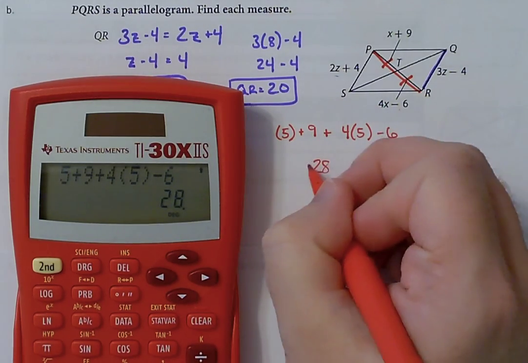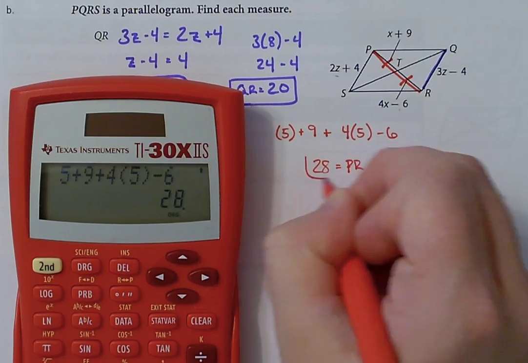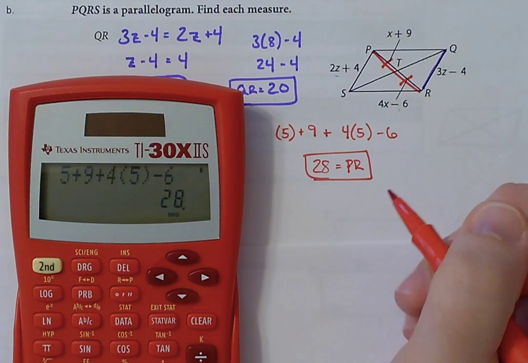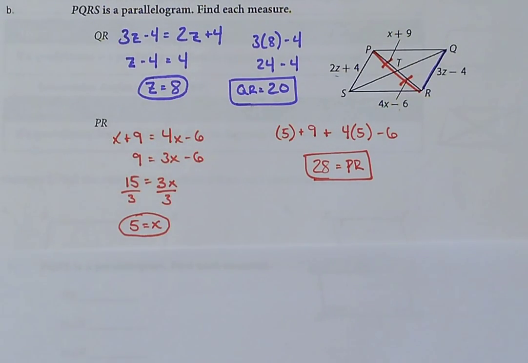So that means that 28 is the measure of PR. And that is going to be our answer for part B of example 2. So we have successfully gone through and found the measure of QR and then PR.